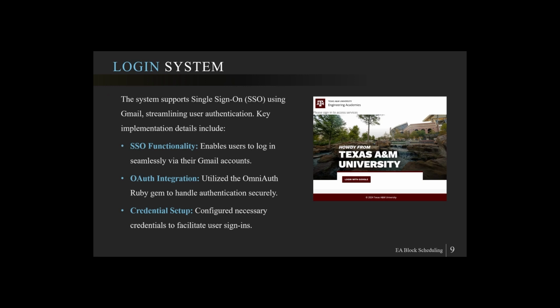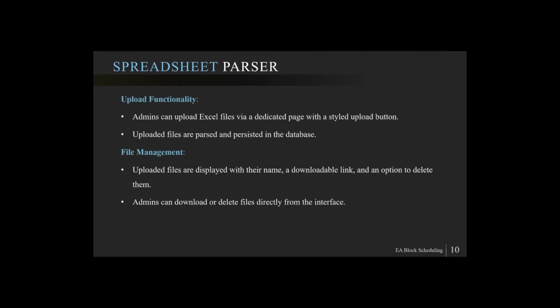We also implemented Gmail-based single sign-on. Users can log in seamlessly through OAuth using the Ruby gem for secure authentication. This simplifies access while ensuring security and scalability. Admins can upload class spreadsheets via a dedicated interface. Files are parsed, stored in the database, and displayed with options to download or delete.